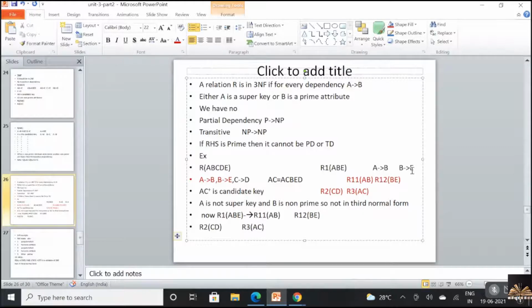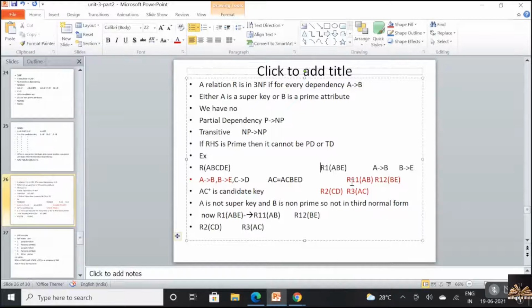Now, again, looking at the second FD, is B a super key? No. Is E a part of prime key? No. Is it a prime key attribute? No. So both are causing violations. Now, since both are causing violations, the table R1 needs to be broken into pieces so that it would be in your 3NF. That is what I'm trying to do.